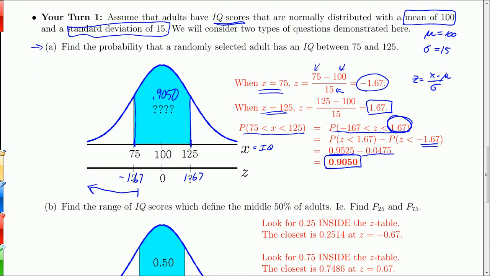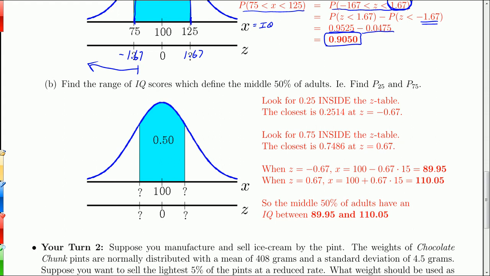Going in the opposite direction, it looks like a similar question, but it's actually quite different. Find the range of IQ scores which define the middle 50% of adults. In other words, I need to find p sub 25 and p sub 75, because this area is going to be 0.25. There's the middle 50%, and then there's going to be 0.25 up in this tail too. So this is p sub 25, and this is p sub 75. That's what I'm looking for, those two question marks. We'll get rid of these just for now.